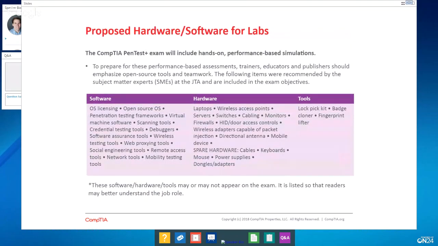Here's some of the proposed hardware and software for the labs. I'm not going to spend much time on this because you'll find this at the end of the exam objectives, which are available to you. In fact, Thomasina will be sending you a link after this that has some of the exam objectives and some other tools that would be helpful for you, including links to the web page.